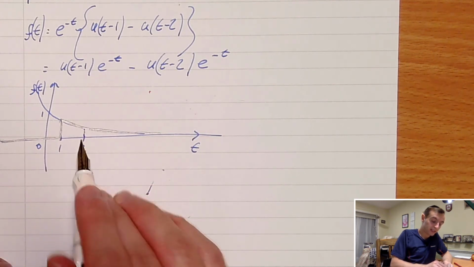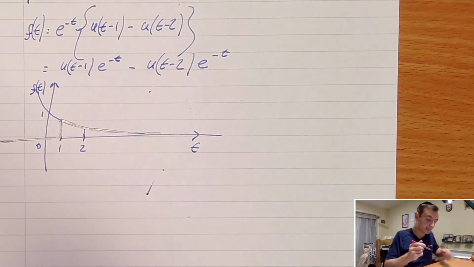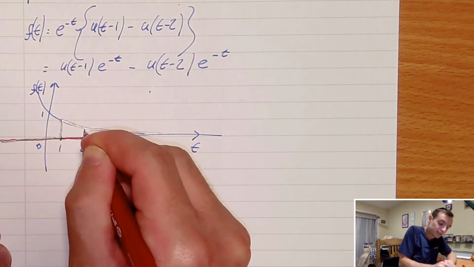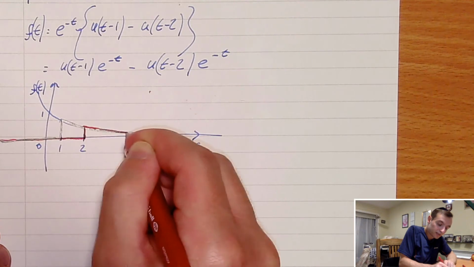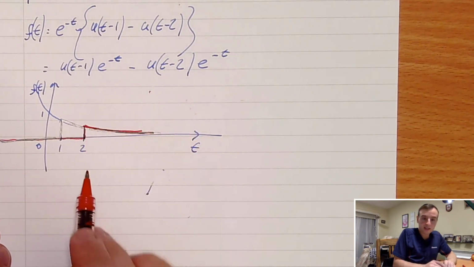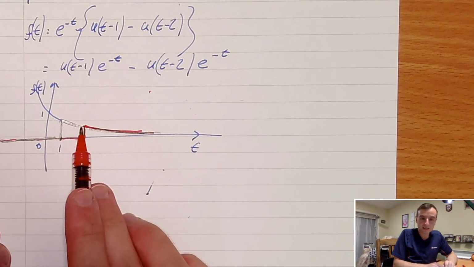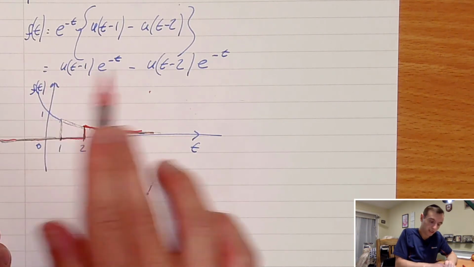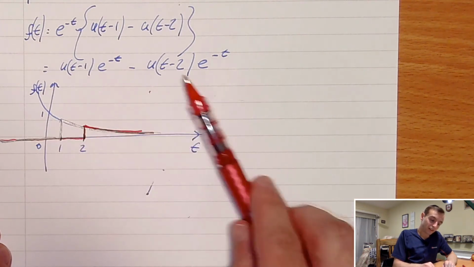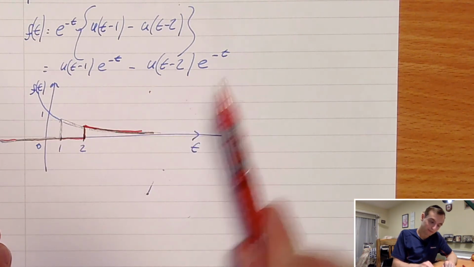Before that, everything's going to be 0. I'm running out of different colors. So it's going to be 0, 0, 0, 0, 0, 0, 0 until we get to 2, and then the function's going to turn on. And then it's going to go like this again. So we now have got the pencil line, which is this function, u(t minus 1) e to the minus t. And we've got the red line function, which is u(t minus 2) e to the minus t.